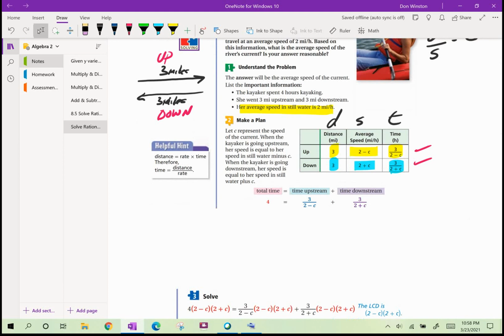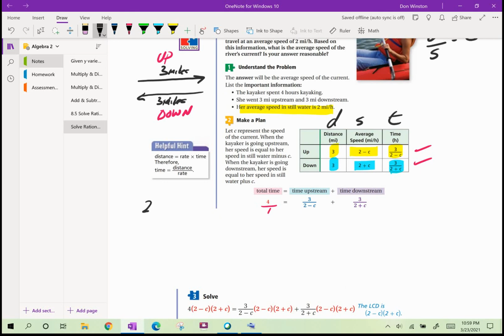Right. And so now all we have to do is solve for C to find the speed of the current. This is a problem like we solved yesterday. We want to eliminate the denominators using the least common denominator. So my least common denominator is going to be 2 minus C times 2 plus C.